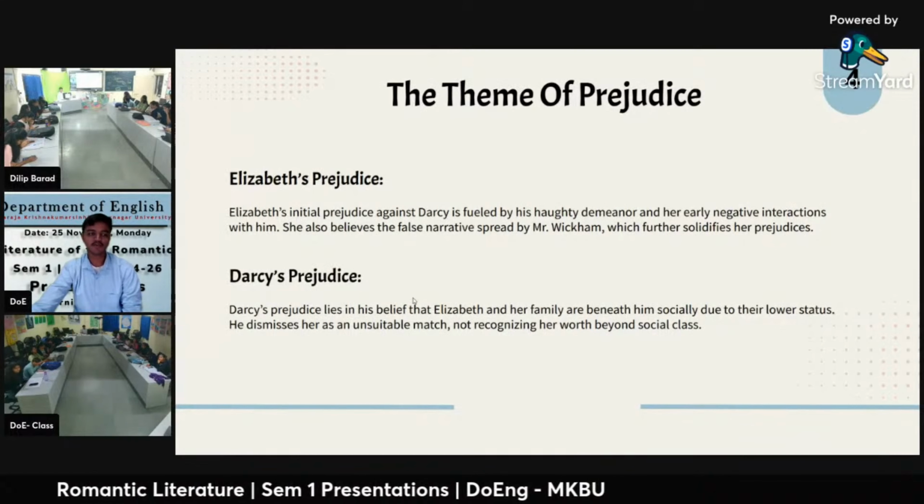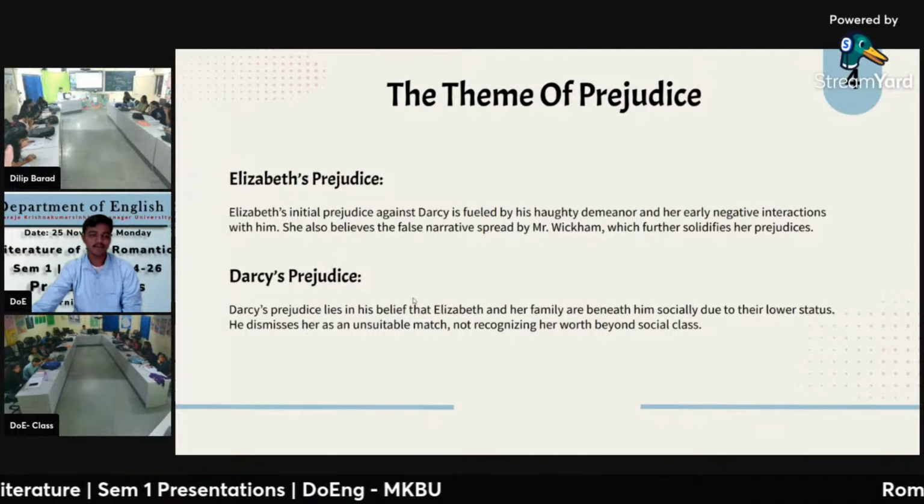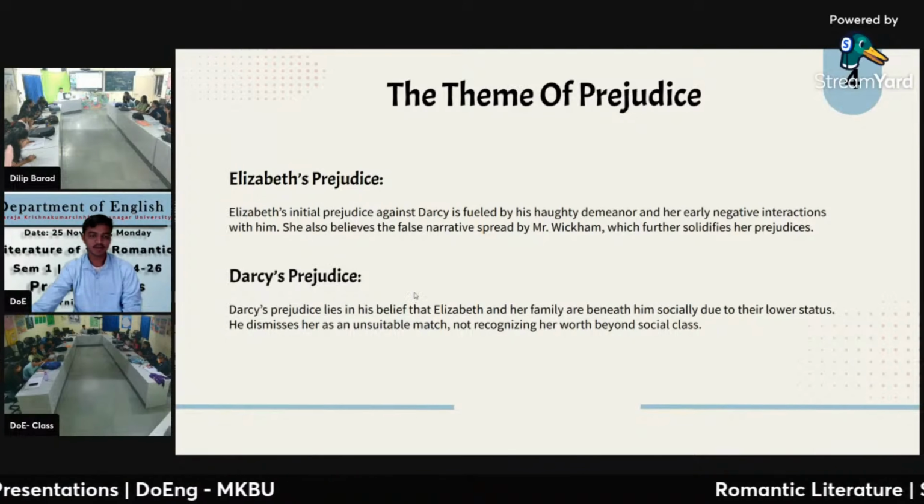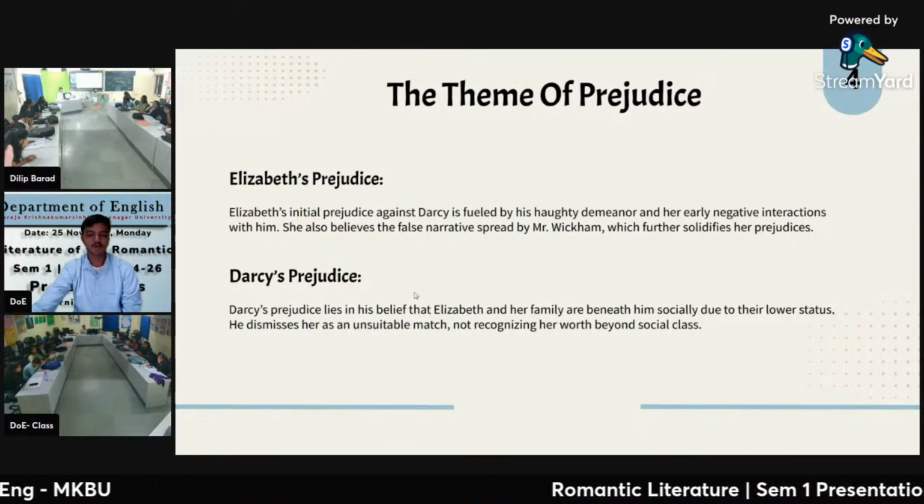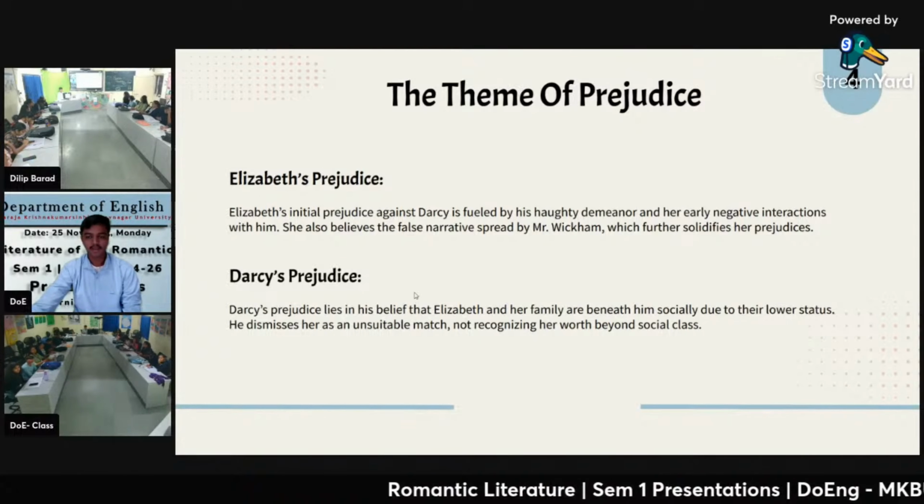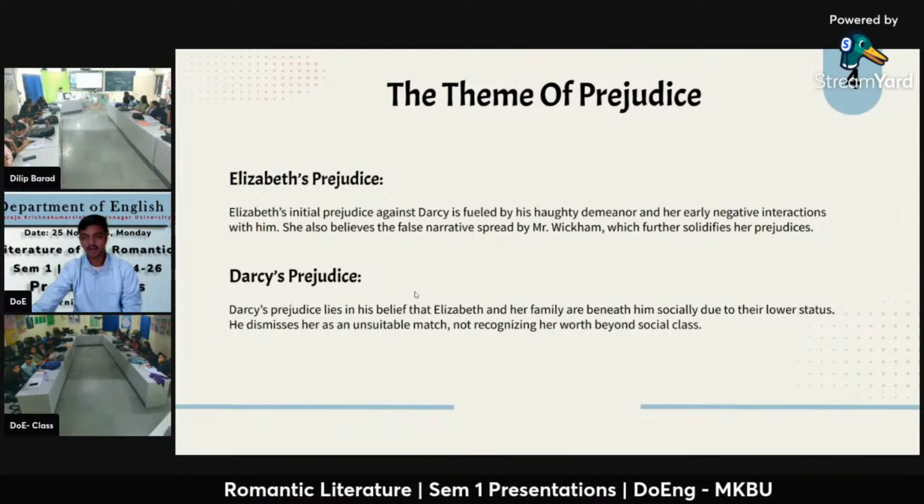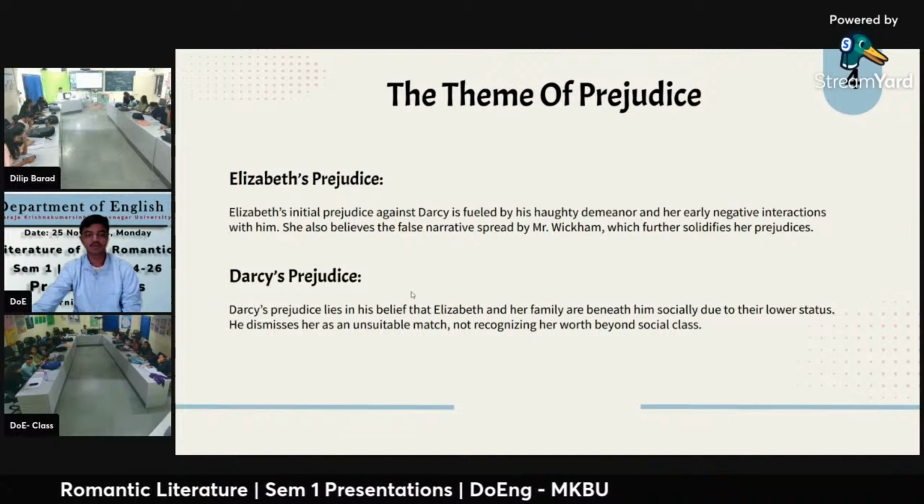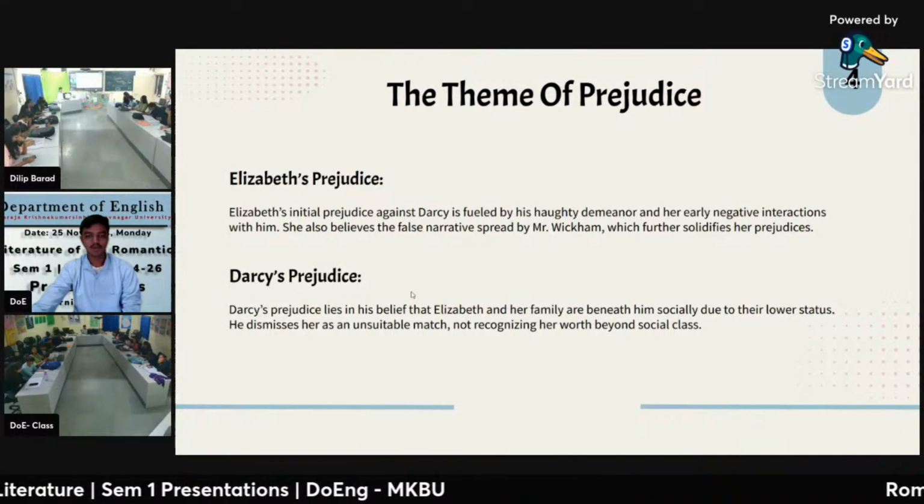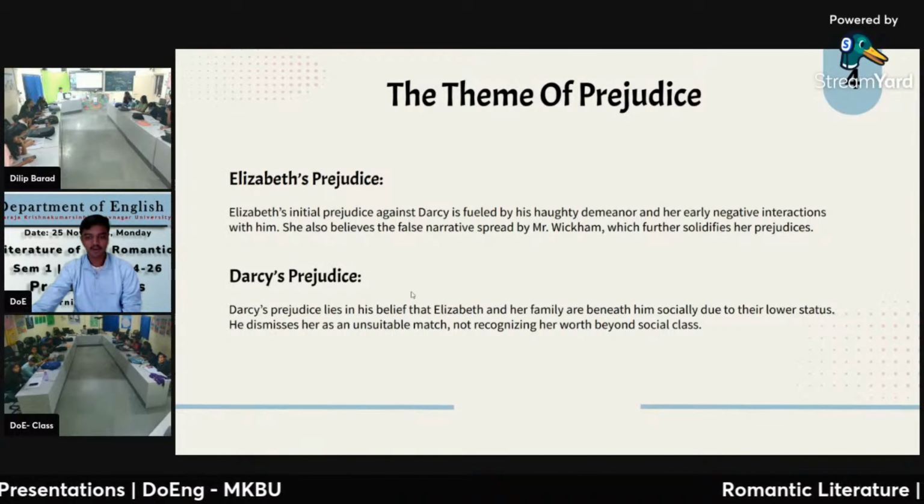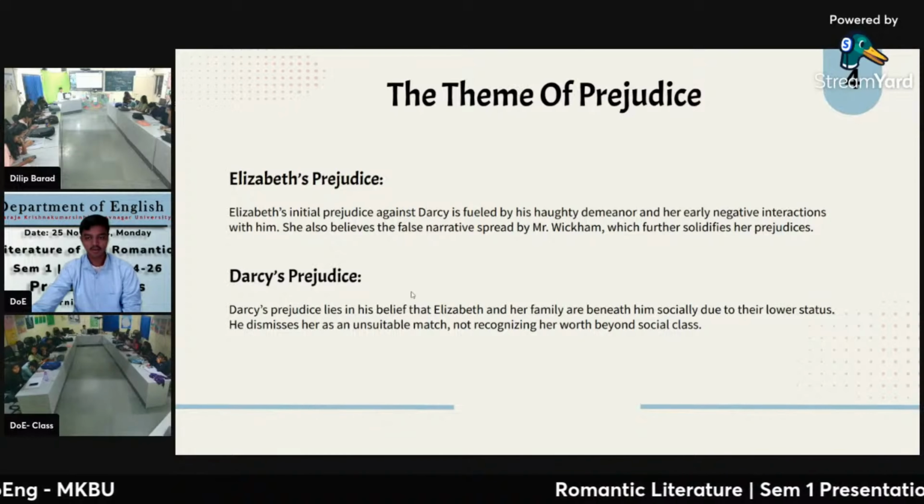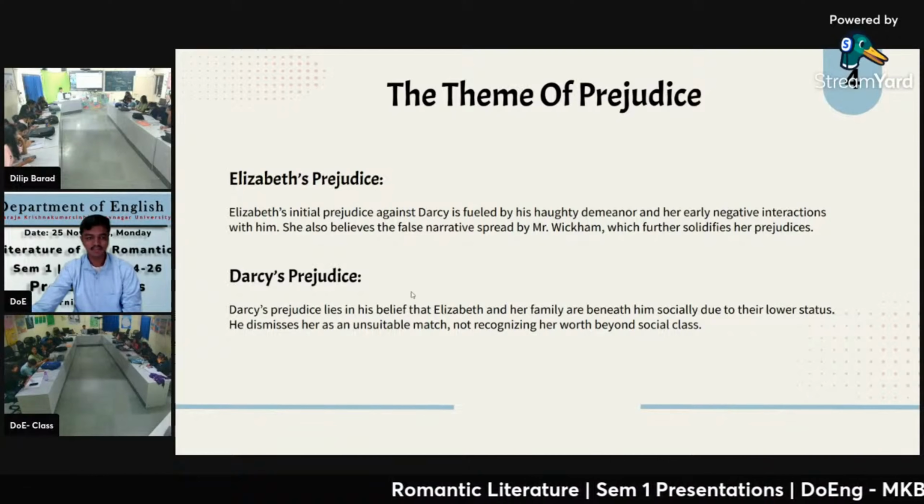The theme of prejudice. Elizabeth's prejudice against Darcy is fueled by his haughty demeanor and her early negative interactions with him. She also believes the false narrative spread by Mr. Wickham, which further solidifies her prejudice.